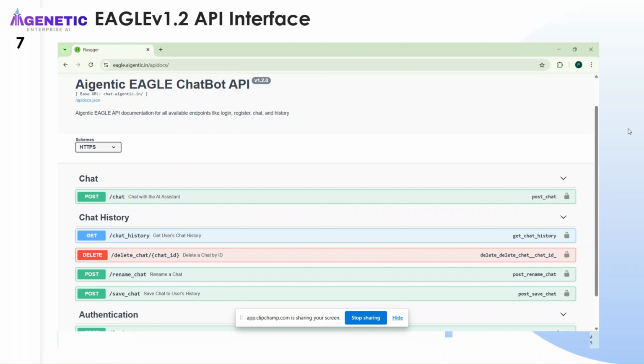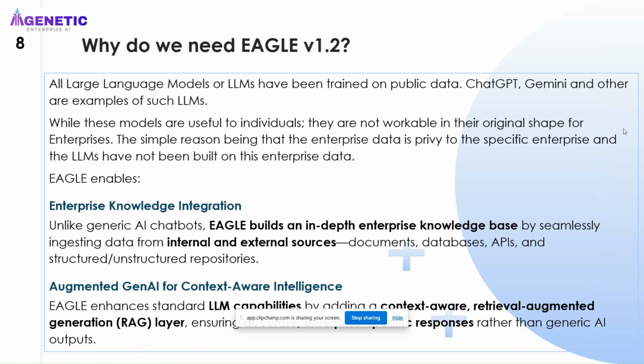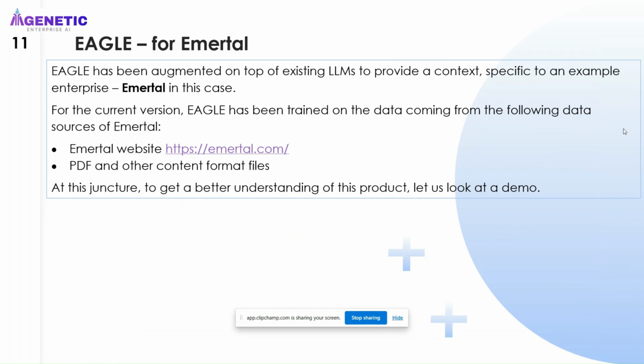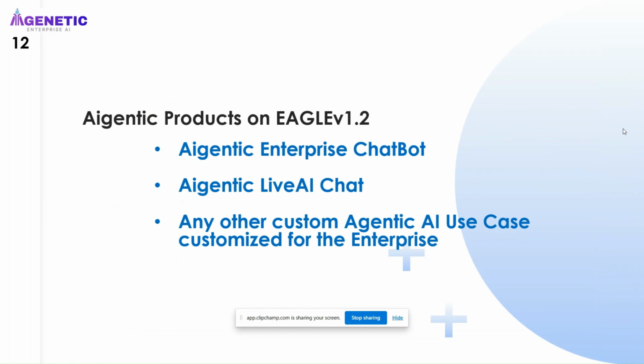This brings out the API exposure of Eagle, which can be used for formulating or orchestrating the agentic AI use cases for an enterprise. You already know about this, and then we'll just jump on to the products that we have, which are direct offshoots of Eagle or which run on top of Eagle. We have an enterprise chatbot and a live AI chat. And then there are other custom agentic AI use cases which can be built on top of Eagle version 1.2 for an enterprise.